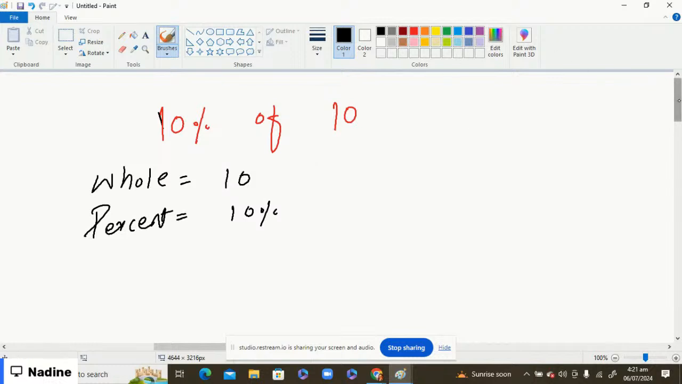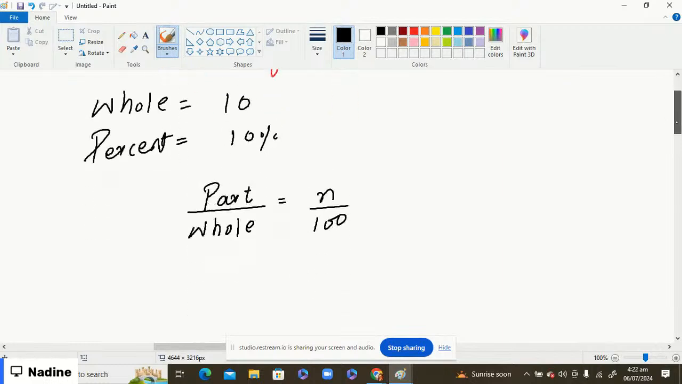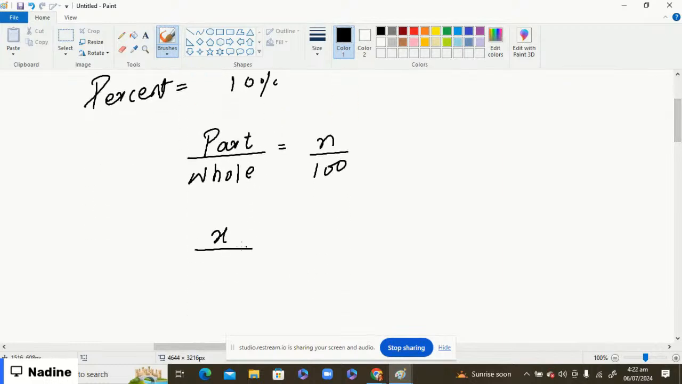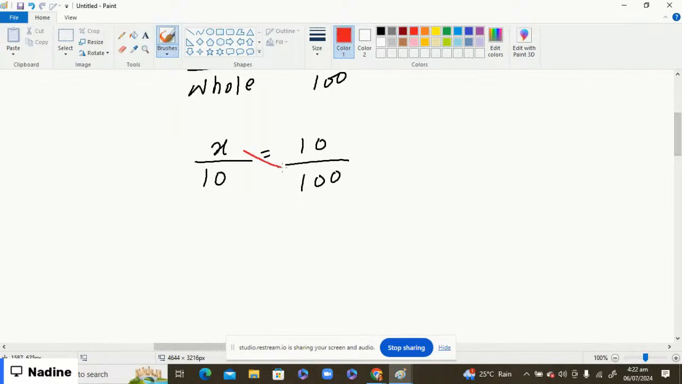Let's apply the formula here. Part over whole is equal to n over 100. So what is the part? That is the missing number, which is x, over the whole, that is 10. What is the percent? That is 10, and 100 as it is. Now we are just going to cross multiply. This x is multiplied with this 100, and this 10 is multiplied with this 10.